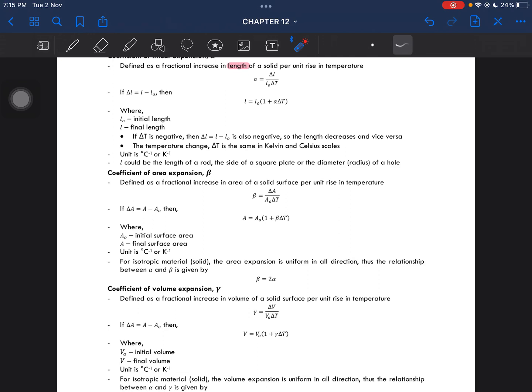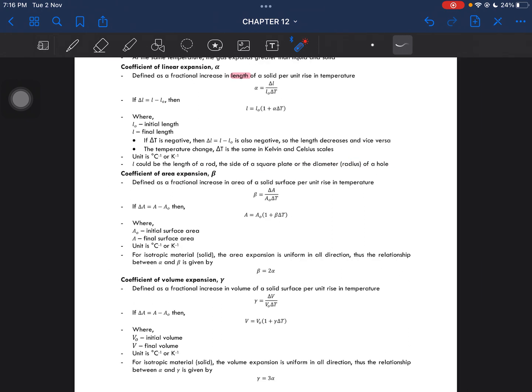And vice versa. The temperature change will be the same in both Kelvin and Celsius scales. The unit is either per degree Celsius or per Kelvin. And the length could be the length of a rod, or the side of a square plate, or the radius of a hole.